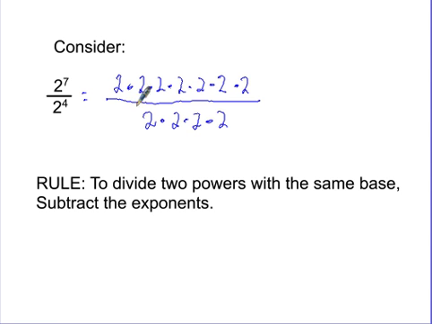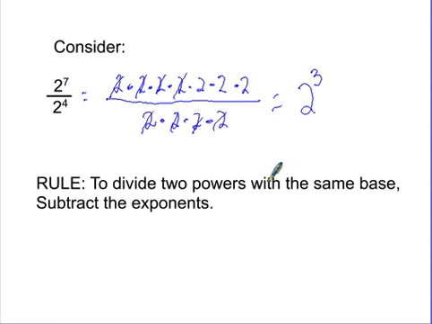And when you have factors that are the same in fractions like this, what can we do? We can cancel, right? A 2 over a 2 is just 1, so those 2's cancel, and these 2's cancel, and these 2's cancel, and these 2's cancel. So what do we have left? We have 2 to the third left.